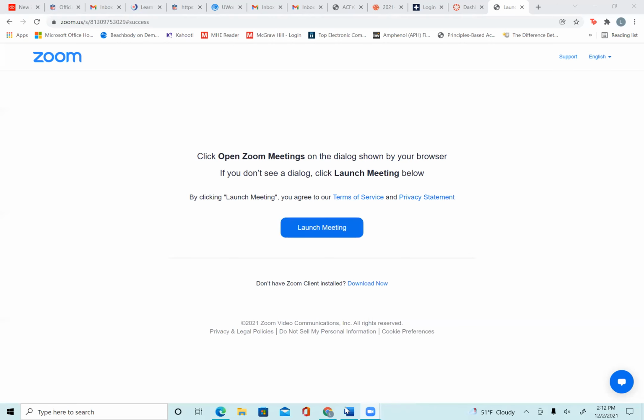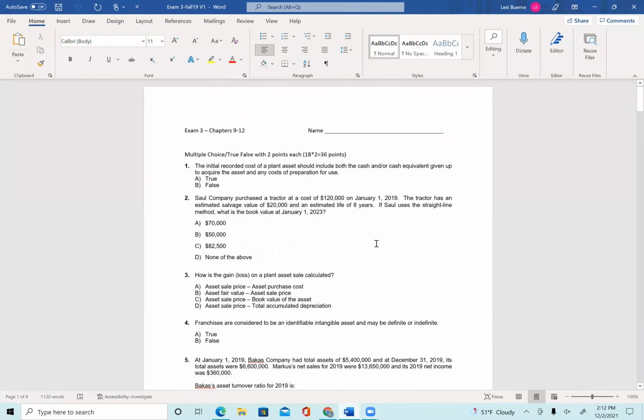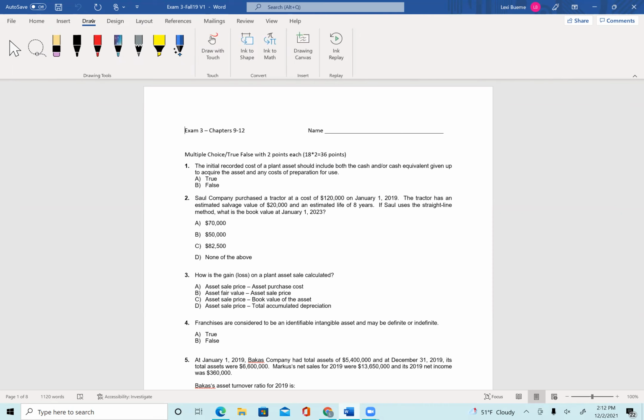All right, so the initial recorded cost of a plant asset should include both the cash and cash equivalent given up to acquire the asset and any costs for preparation for use. This is going to be true.